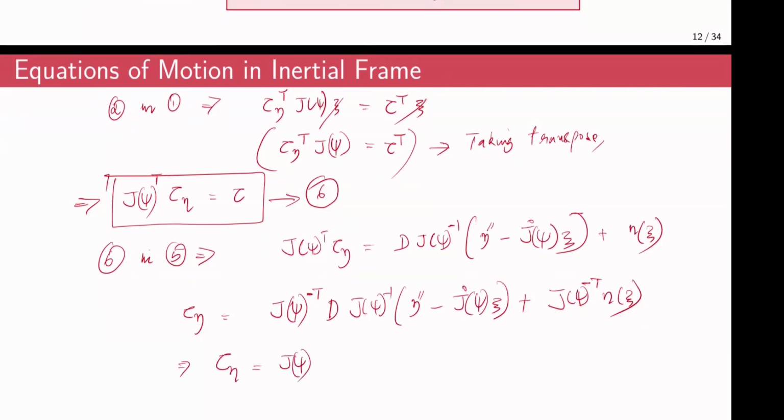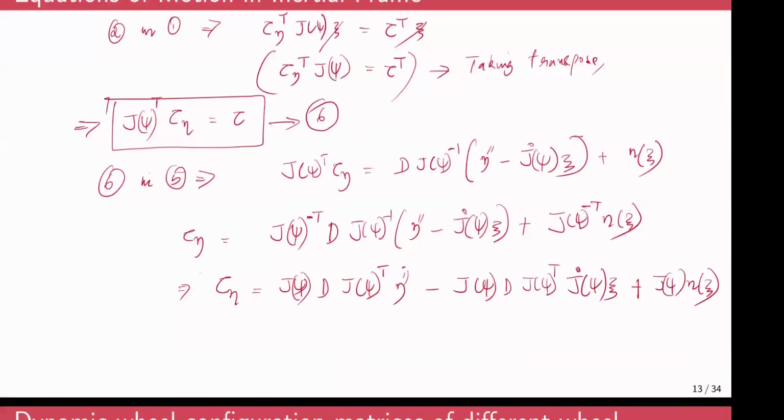So I can write this as tau of eta as J of psi multiplied by D and J of psi. Instead of inverse, I prefer to write it as transpose. Then if I expand it, I'll get eta double dot minus J of psi D J of psi transpose J dot of psi zeta plus J of psi multiplied by N of theta. So this is our equations of motion in the inertial frame of reference.